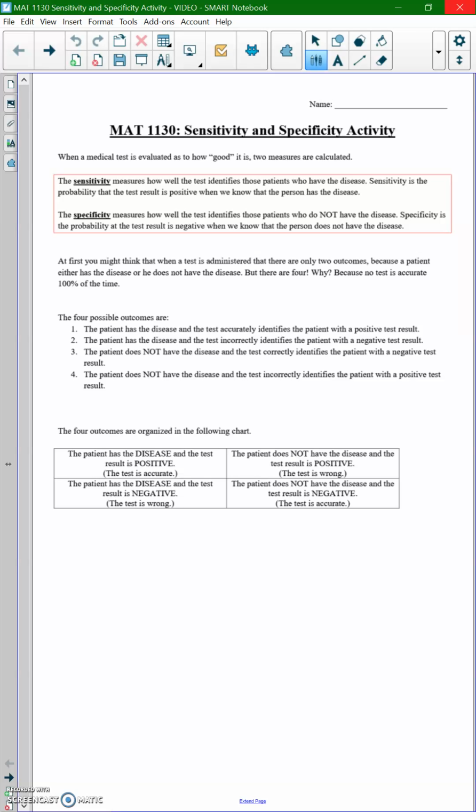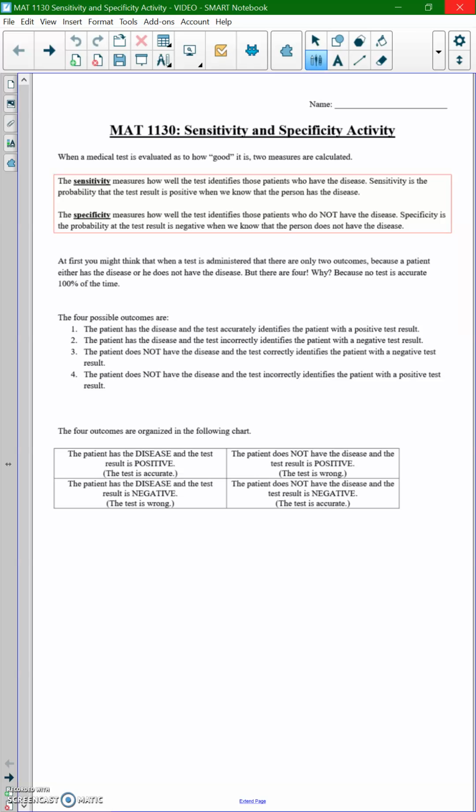So if they come in and they don't have cancer and we run a test for cancer, the specificity is telling us what percentage of people we're telling they don't have cancer when indeed they don't. So at first you might think that when a test is administered there are only two outcomes, because the patient either has the disease or does not have the disease. But there are actually four, because our test isn't always accurate 100% of the time.